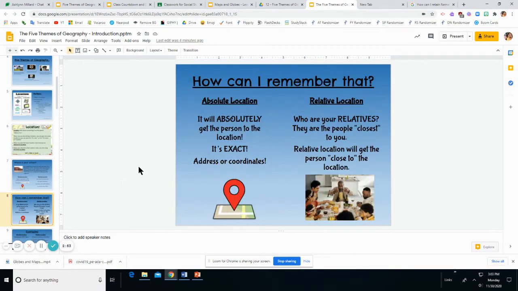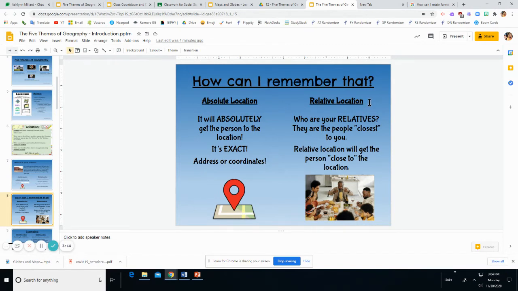How can you remember that? Well, absolute location, it will absolutely get the person to the location. It's exact. The address is going to go exactly to one place. There's not going to be any guesswork. The coordinates are going to get you to exactly one place. There won't be any guesswork.